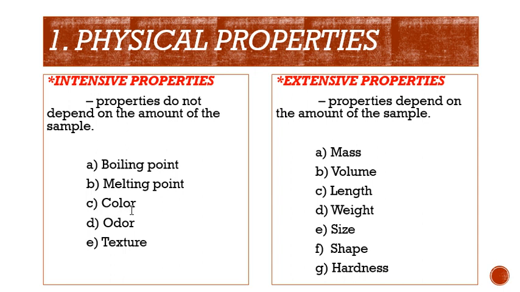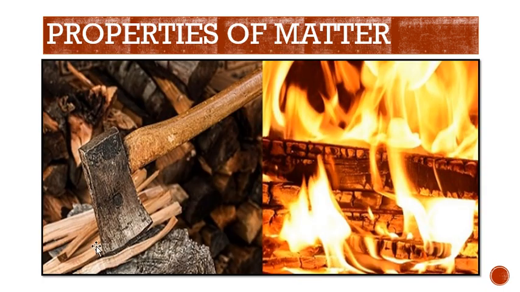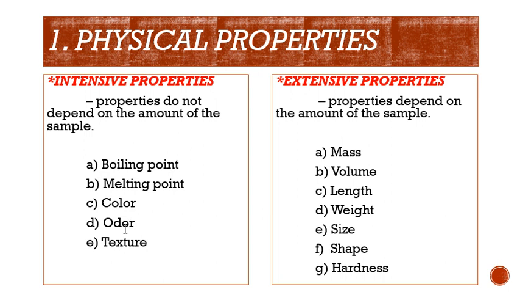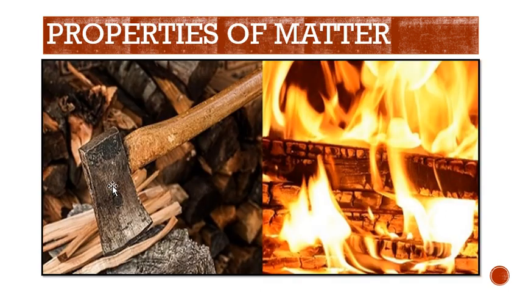For example, in color, baliktad diri sa picture, we have the wood. So even though you chop the wood into pieces, still the color of the wood kay wala na change. So color is an intensive property. And also in terms of odor, and we have texture. So the wood, still iyahang texture, kung rough na iyahang texture, still rough gihapon even though nangagagmay na iyahang sizes.